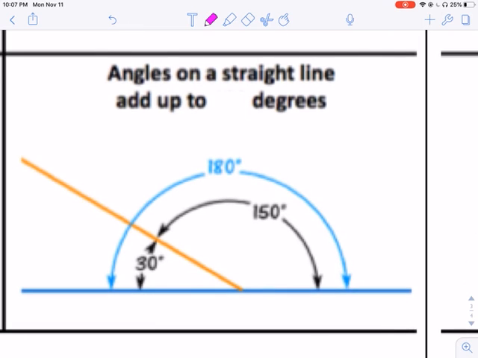And then finally, angles on a straight line need to add up to 180 degrees. So if I know this is 30, then this has to be 150 so that they can add up together to be 180. Those are the rules you're going to use today as you're working through your angle chases. So check them out. Thanks, guys.